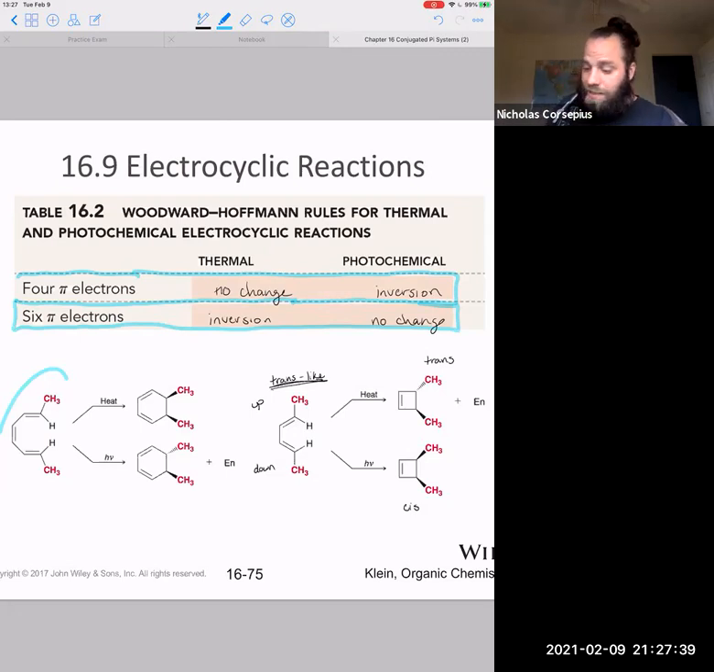Okay, and then this might seem like a lot to memorize, but if you notice the pattern, this is the same as this. You only really have to remember one of them. Like 4 pi electrons under thermal is no change. That should help you fill in the rest of this table, given the checkered pattern that it is. I know memorization's a pain.